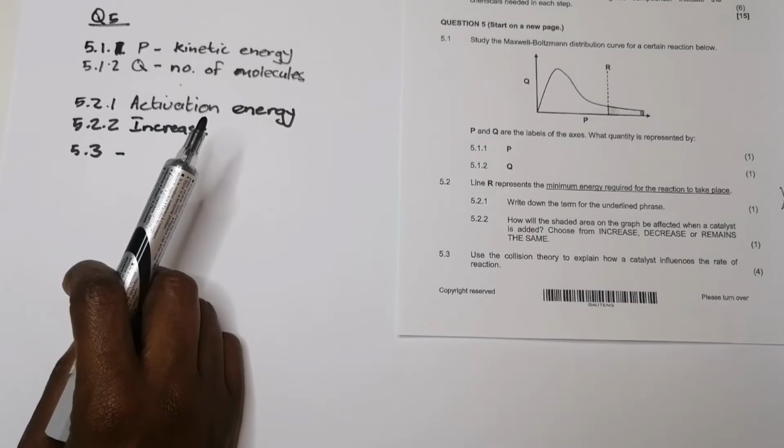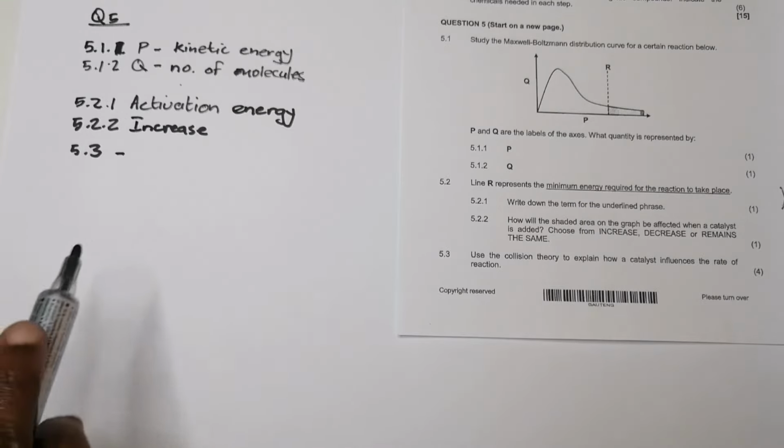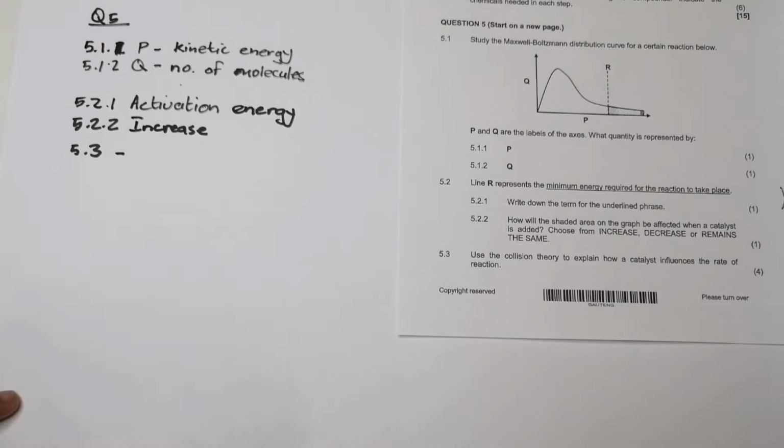the compounds required, right? And so it means that more molecules now have sufficient kinetic energy. So that would increase the number of effective collisions per second, and as a result, it would increase the rate of the reaction. I'm just lazy to write that down, so I hope that you understood it.